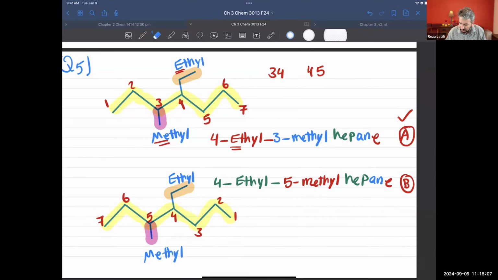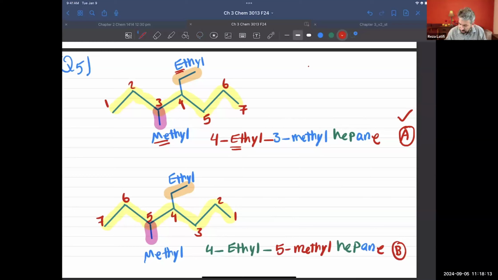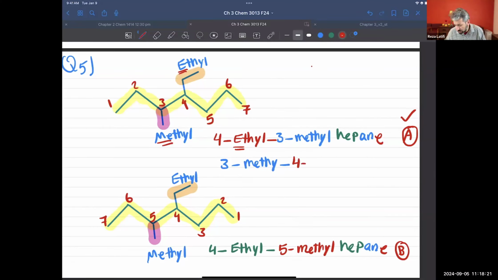They might say, how about this? They might want to test you with this. What if I say 3-methyl, and then 4-ethyl, and then heptane. Forgive me, I forgot the T. Heptane, in all of them I forgot the T. I'm sorry about it, so let me fix this one.